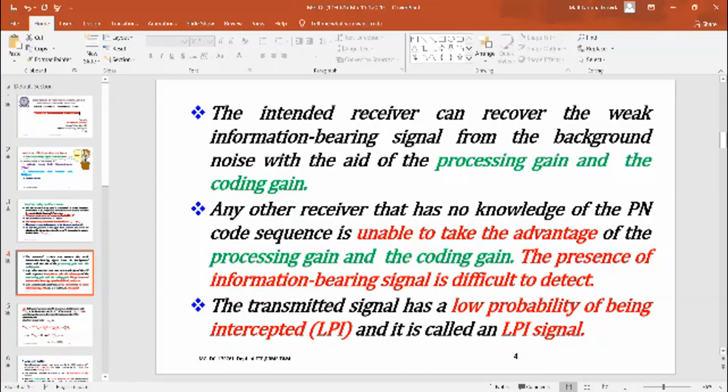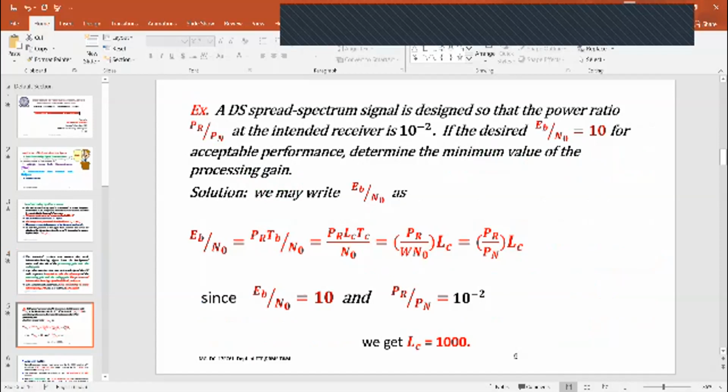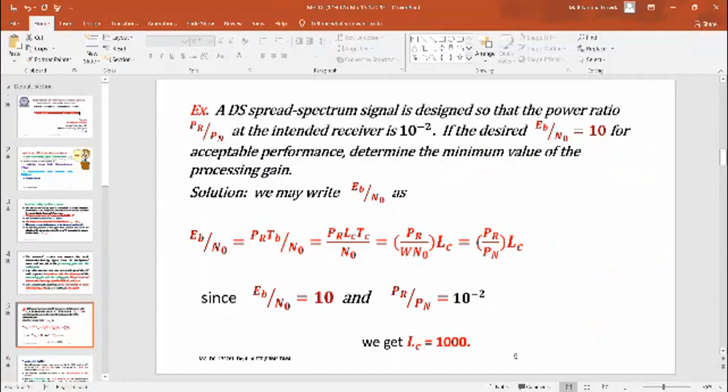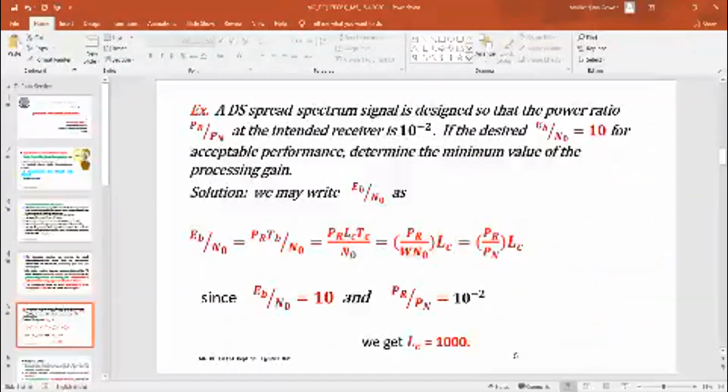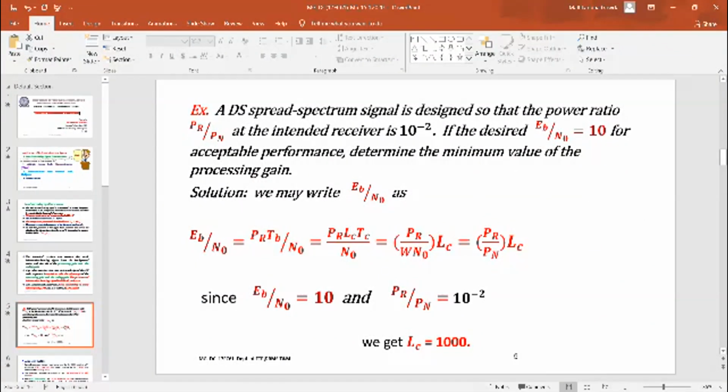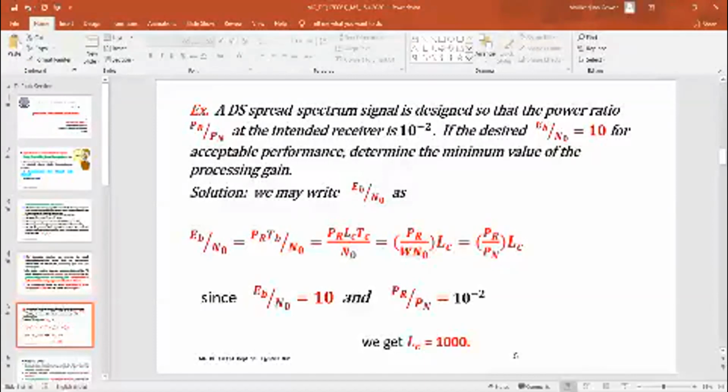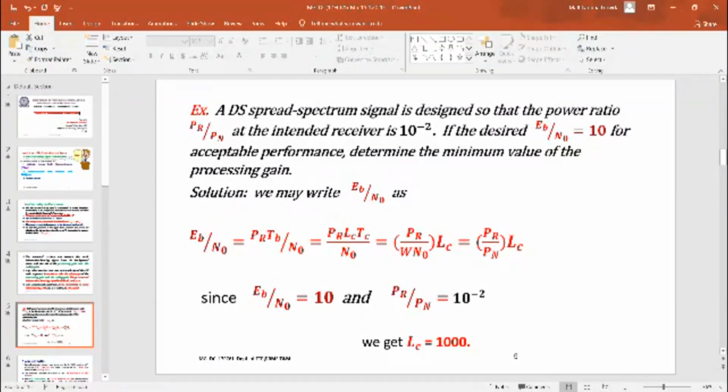Okay, so let us take one example on this. Please have a note of this problem. A direct sequence spread spectrum signal is designed so that the power ratio PR by Pn at the intended receiver is 10 power minus 2. If the desired Eb by N0, that is bit energy to noise power spectral density, is equal to 10 for acceptable performance, determine the minimum value of the processing gain.